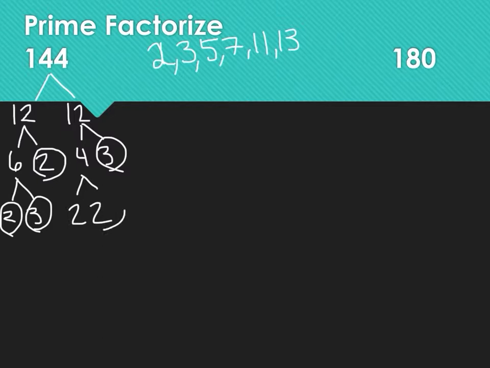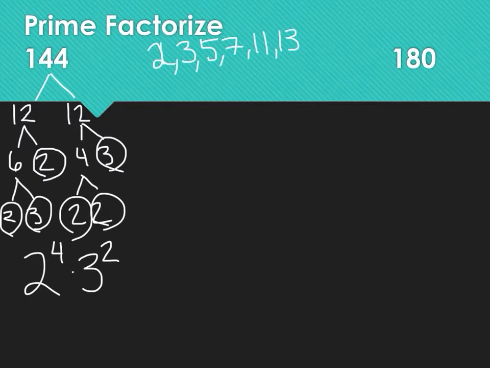I get 2, 2. So I'm going to prime factorize, and that is 2 multiplied 4 times, so 2 to the fourth power, times 3 to the second power. And if I did 2 to the fourth power times 3 to the second power, I would get 144. The other way we can solve this is called inverse division.